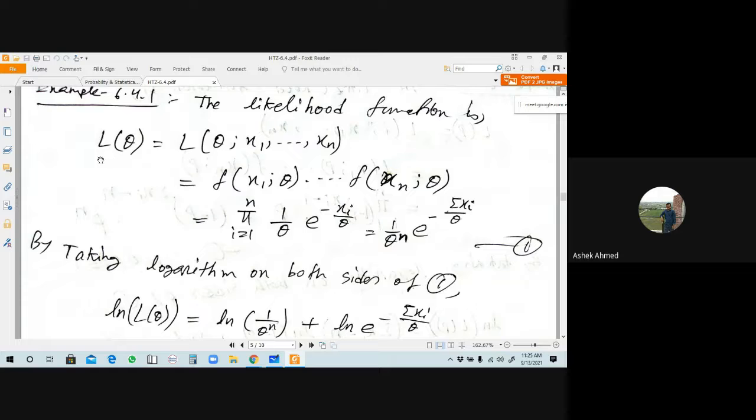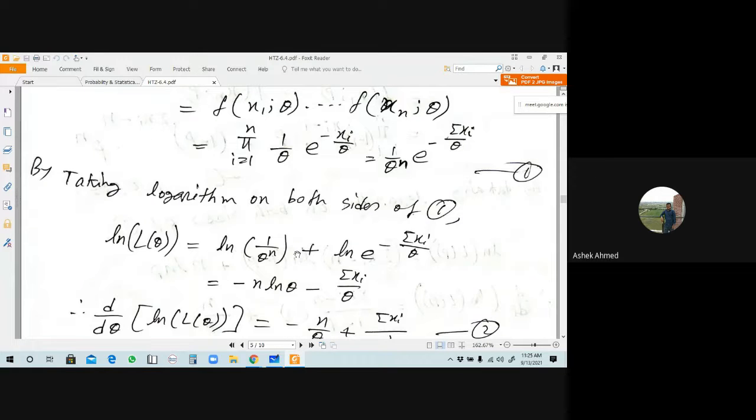So you have to take the logarithm, the ln concept, on both sides of equation 1. Then the left side will be ln of L of theta, and the right side will be ln of this term. But in this case there is a product of two terms, so from here we can say it's ln A plus ln B.